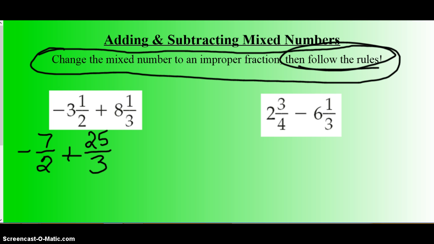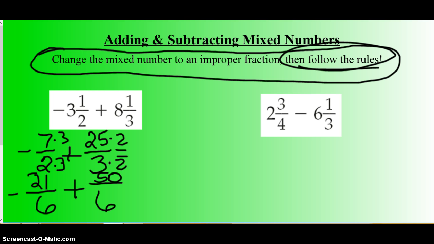So we don't have a common denominator. The least common denominator for 2 and 3 would be 6. So we need to change these fractions into 6. I'm going to lose my negative sign, so I add that down there. We've got 2 times 3, we know is 6. So 2 times 3, we're multiplying that by 3. That means we have to do 7 times 3, 21. 3 times 2 is that 6 that we needed for a denominator. 25 times 2 is 50.